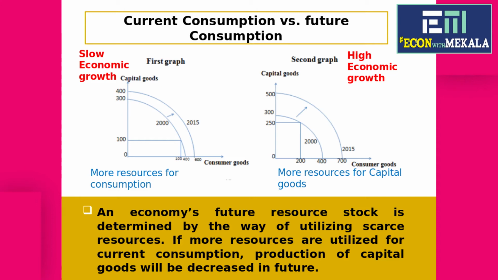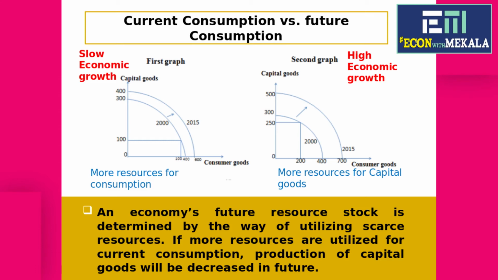So if you look at the shift from 2000 to 2050, in future we will face difficulties because our economic growth is slowing down, because we have allocated fewer resources for capital goods compared to consumer goods. But if you look at the second graph, you can see the ratio between capital goods and consumer goods, 250 units of capital goods and 200 units of consumer goods. So we have allocated more resources for capital goods.